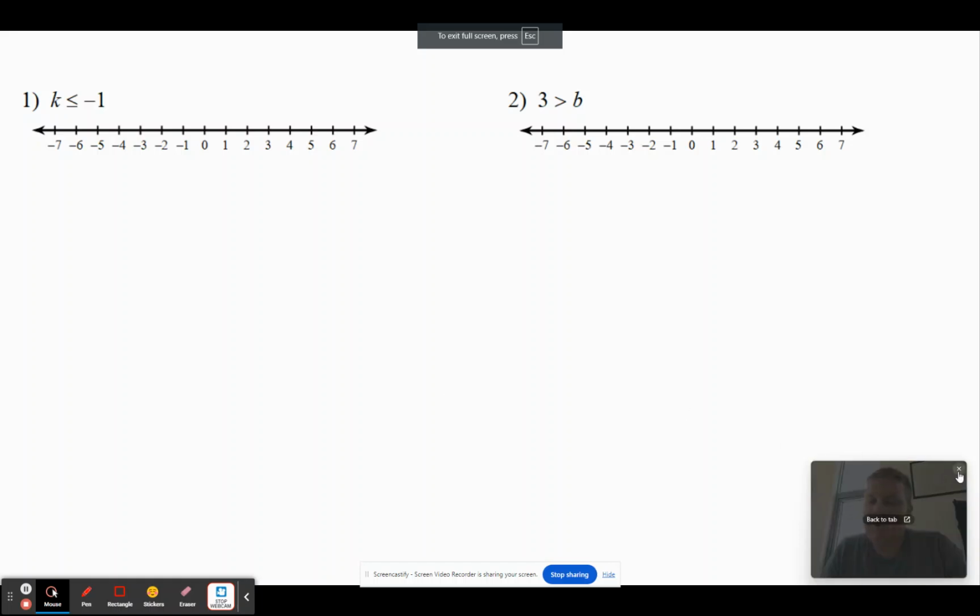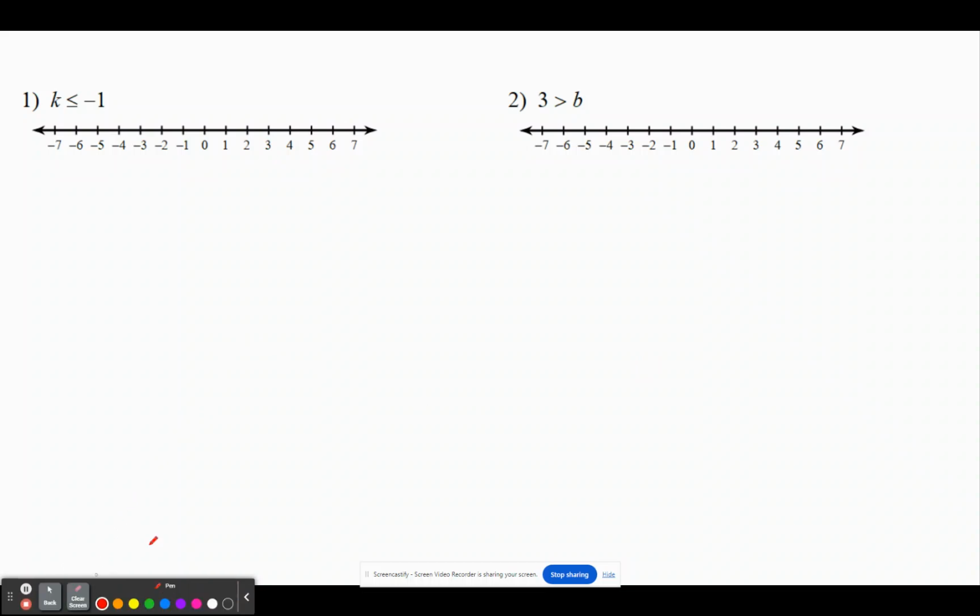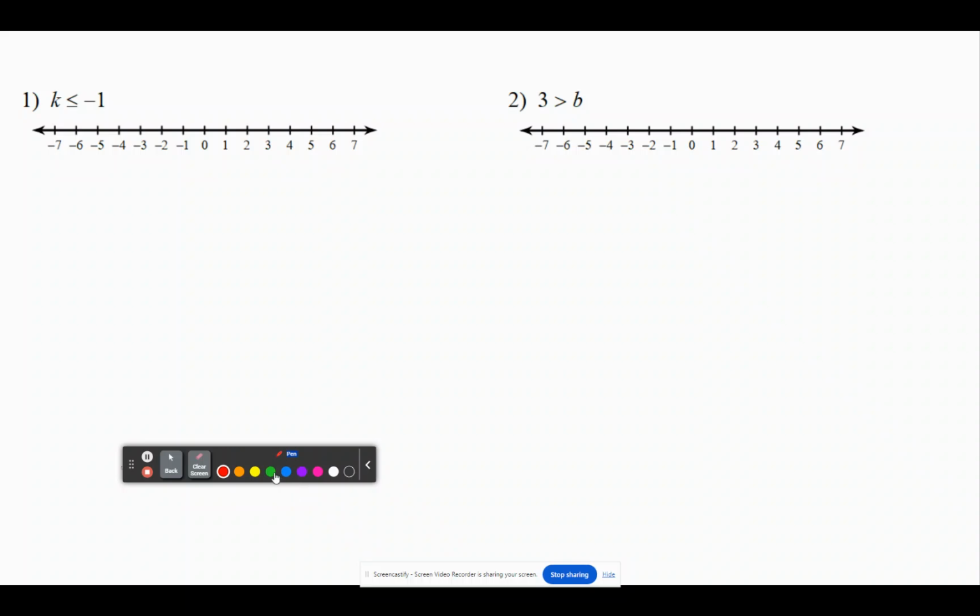Hey everyone, just a quick review on some inequalities. I'm sure you all can remember how to graph them with just a little bit of information. K is less than or equal to -1. What we want to do is figure out if it should be open or closed circle. It's hard to do on this one, but I'm sure you can understand.